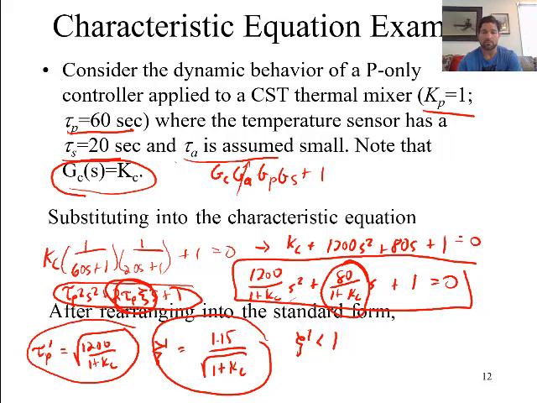So, question for you: what value of kc causes oscillations?